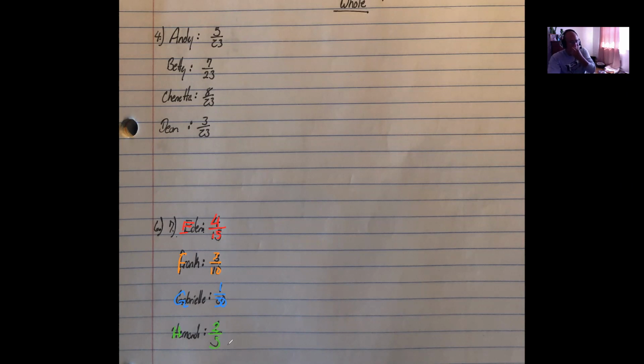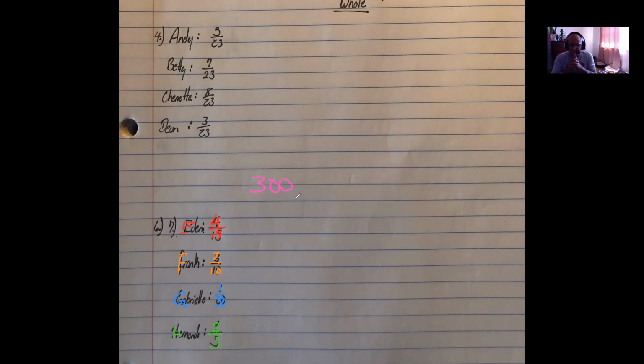Here's the problem, though, and you might be wondering, Mr. Lugo, I thought that the denominator told us how many pieces we needed to make a whole, and I thought that the total number of students was 300 students. So how is it that Eden received 4 out of 15? I thought it would be 4 out of 300. Why is it 4 out of 15 and not 4 out of 300?